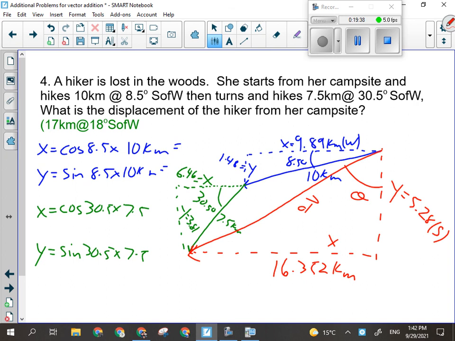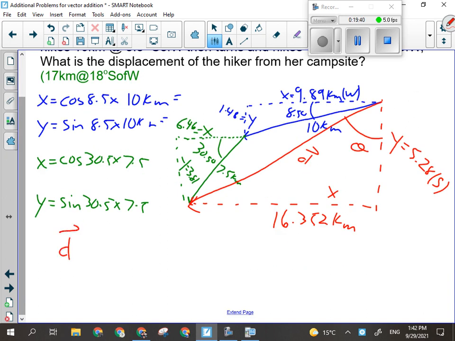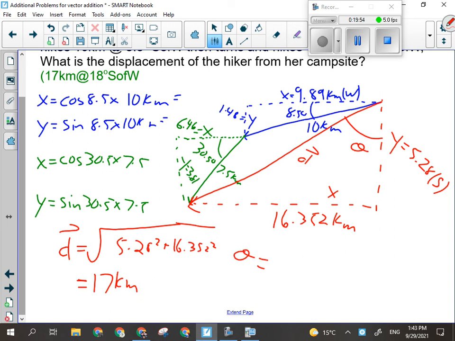Then we can do our Pythagorean theorem to get what d is. That'll be the square root of 5.28 squared plus 16.352 squared, and that'll give us our 17 kilometers. Then theta will be opposite over adjacent, so tan to the minus 1 of 16.3 divided by 5.2, and that'll give us our 18 degrees south of west. Is it still fine if you do it the other way? If you do the triangle the other way and get west of south, 72 degrees, you're good.